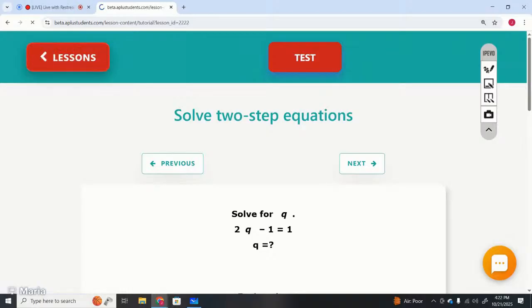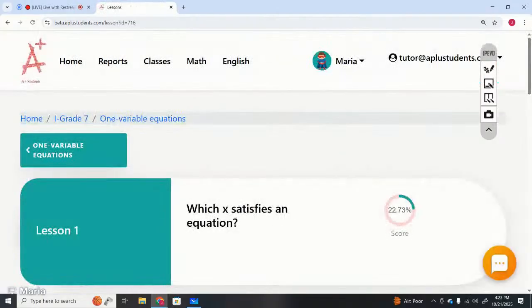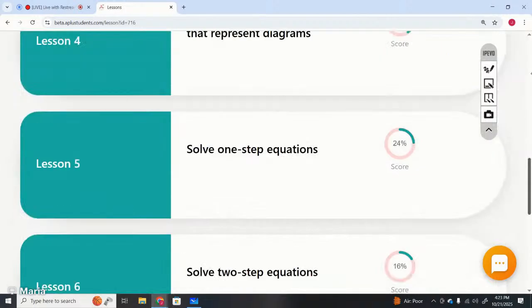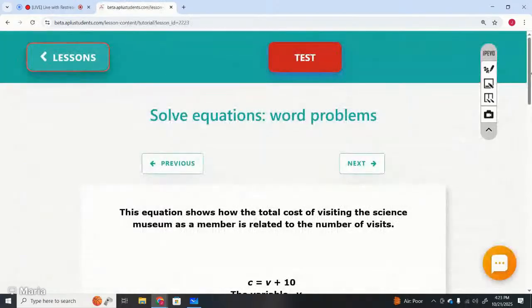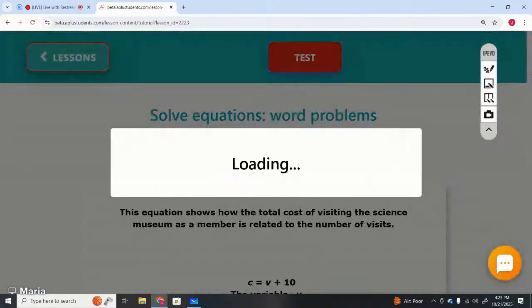The next lesson is solve equations. Let's just start with the test questions.